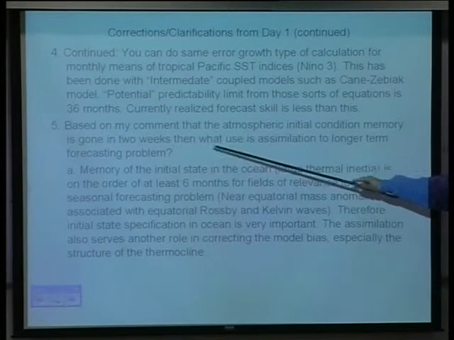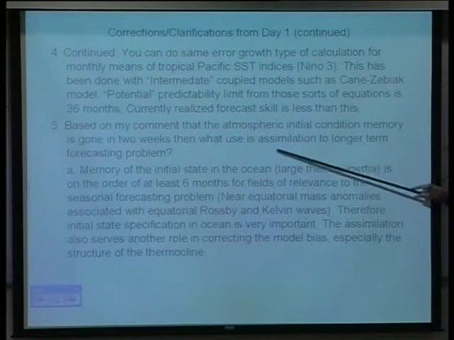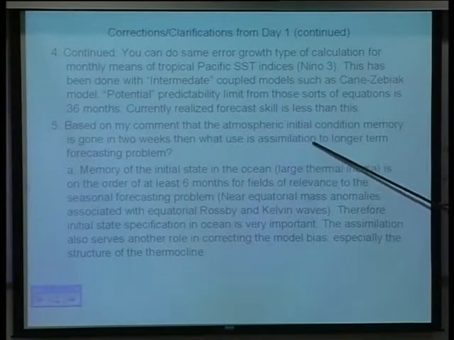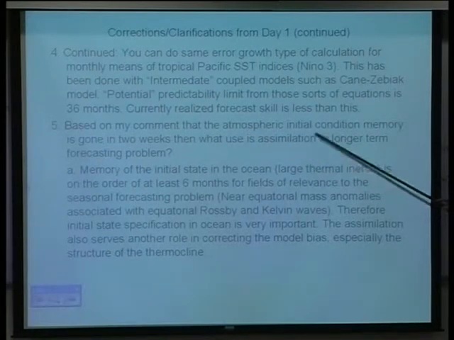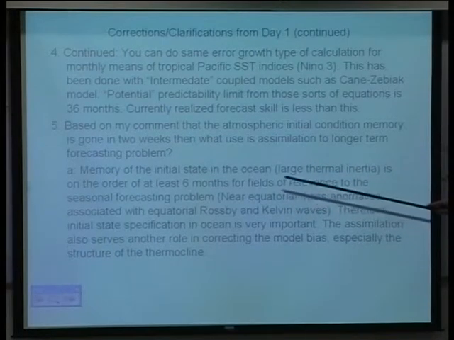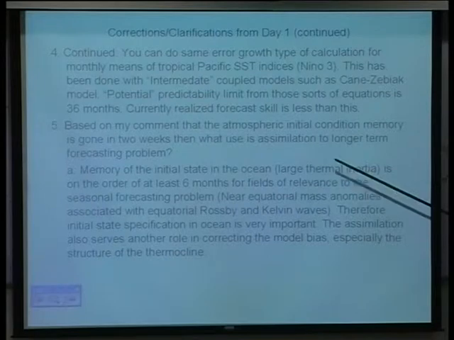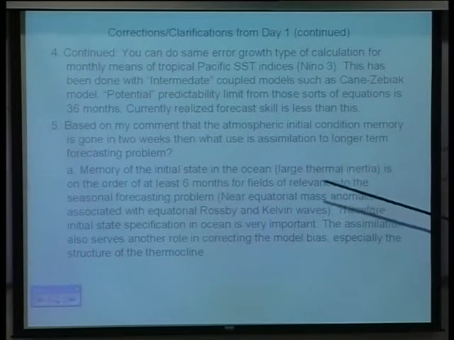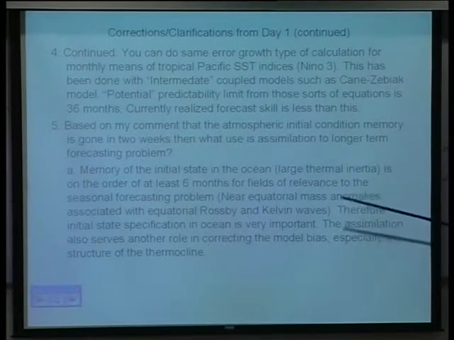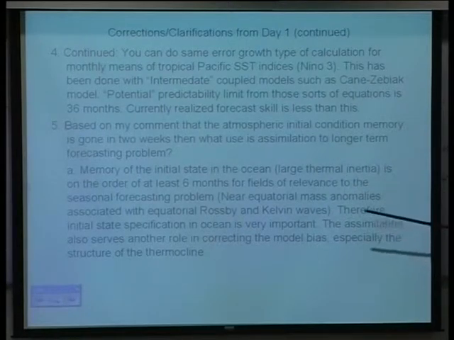So then I wanted to point out that I made this comment about the atmospheric initial condition memory being gone in 2 weeks. And so someone asked me, I think after the class, then what use is the data assimilation to this forecasting problem? And the answer is that it's the ocean, and one day if we actually assimilate things like the ice and also the land, and that's where it would be, because that has a larger thermal inertia. If you're looking at something like the Madden-Julian oscillation, which has significant variability over those first 2 weeks, then the weather, or the atmospheric initial condition, could be important.